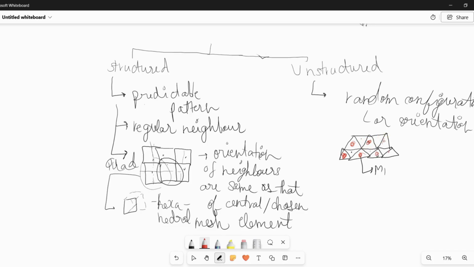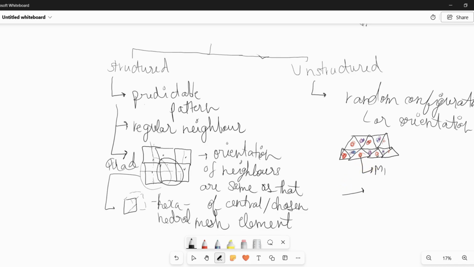But then the others, I'll take blue. These meshes are of opposite orientation, right? That is, they're 180 degrees different from the mesh element that I've chosen. This case is what we call unstructured. Even if there's one mesh element that is of different orientation from the mesh element you have chosen, then that is called your unstructured mesh.